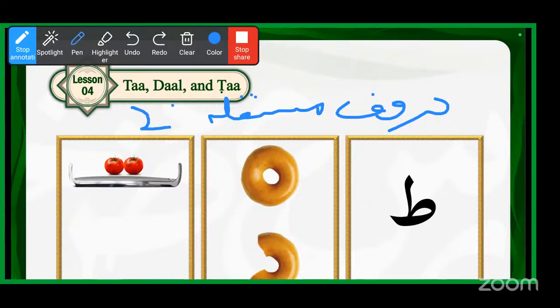Huruf mustafila. The correct way to pronounce huruf mustafila is to stretch your lips on both sides, or with a smile. Always say the huruf mustafila with the smile. Like ba, ta, sa, ja, ha, dal, dha, ذا, ra, را, za. Even the ra also the same way?